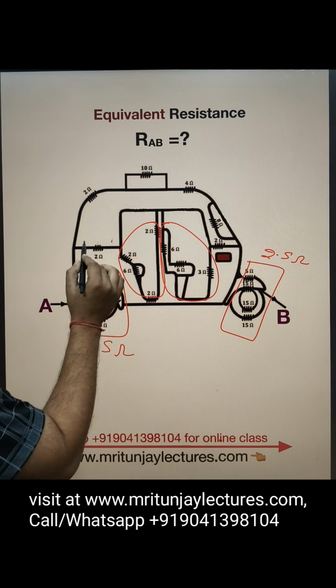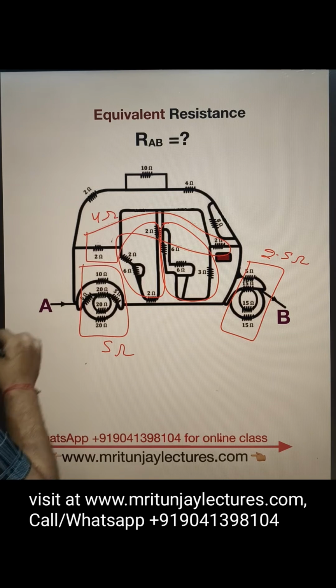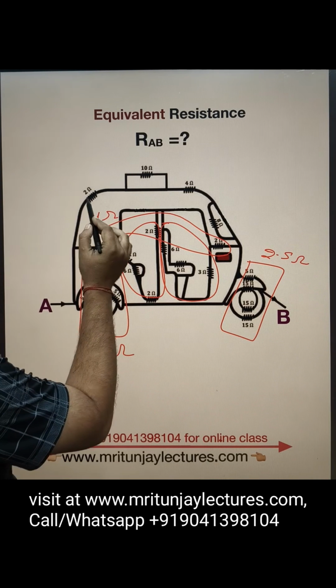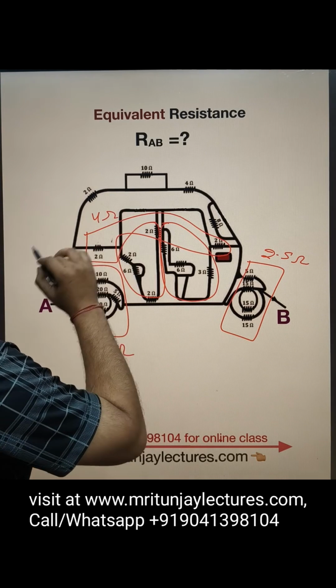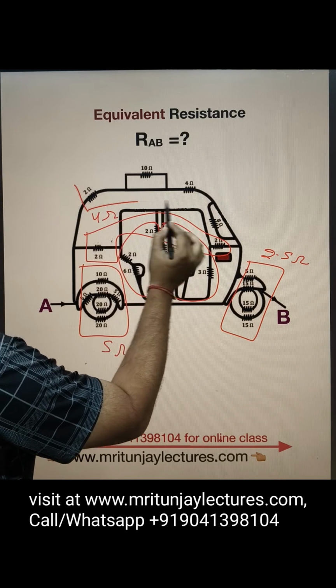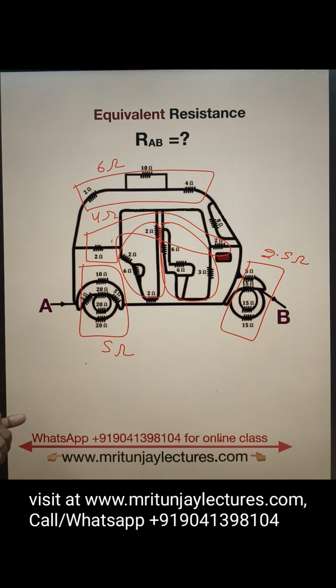So the combination of these two is how much? Simply you can say 4 ohm. Now after that, 2 ohm, 4 ohm, and this one is short circuit, this one is short circuit. 2 and 4 is how much? 6 ohm, because of series. So 6, 4 and 5 are parallel.